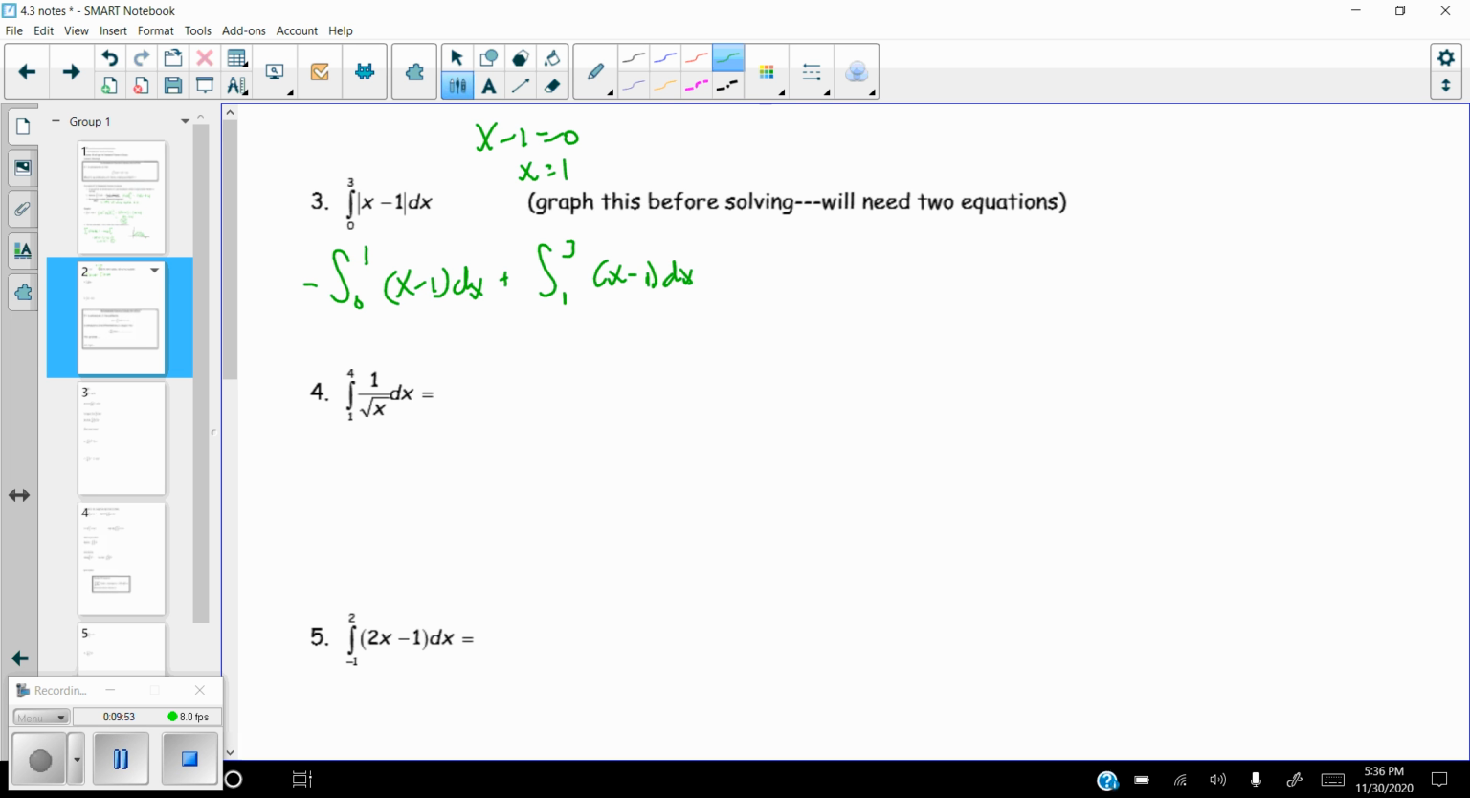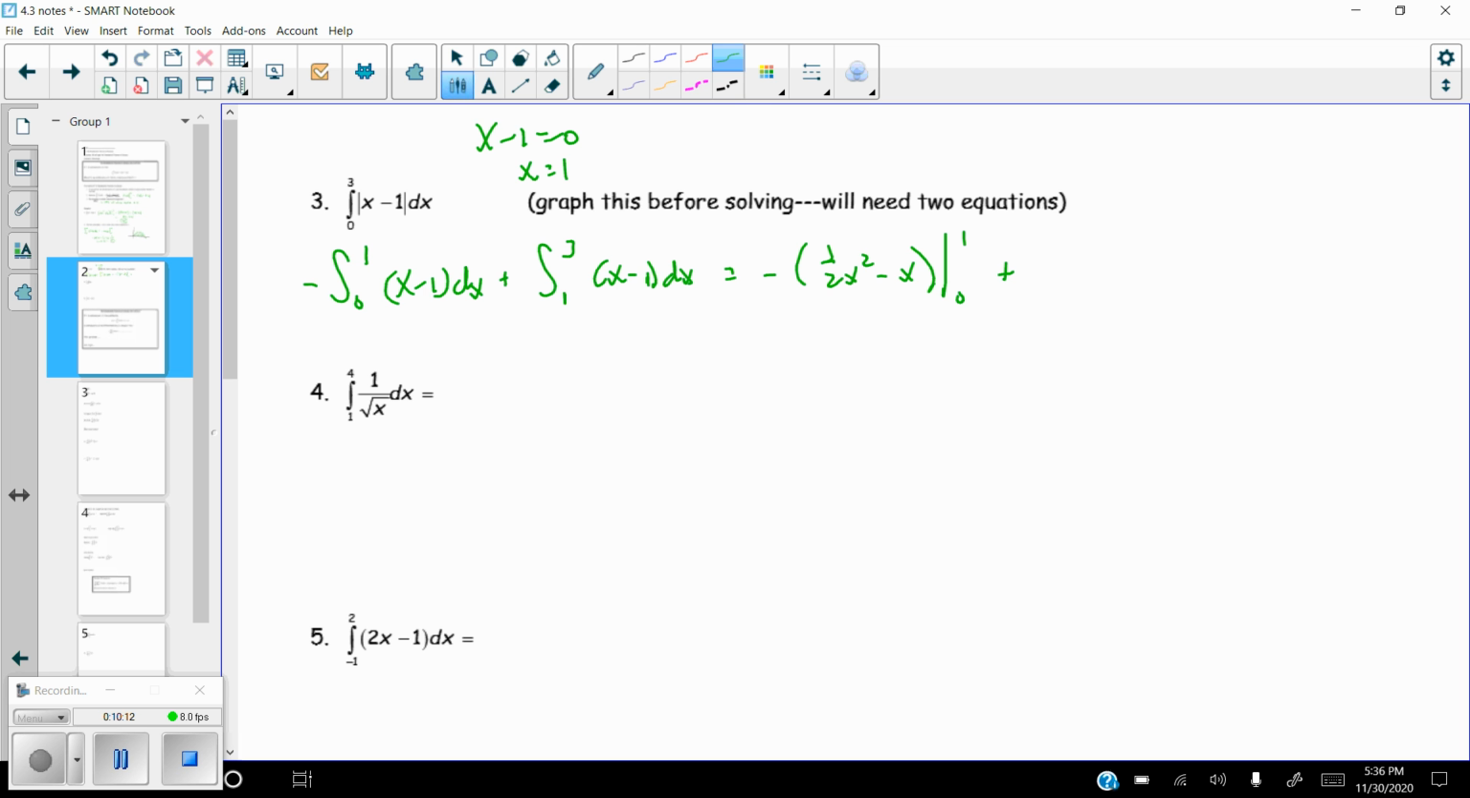All right, so now we can go ahead and continue by taking antiderivatives. So don't forget your negative out in front, but take the antiderivative. So the antiderivative of x is 1/2 x squared. Antiderivative of 1 is x. And we will evaluate that from 0 to 1.